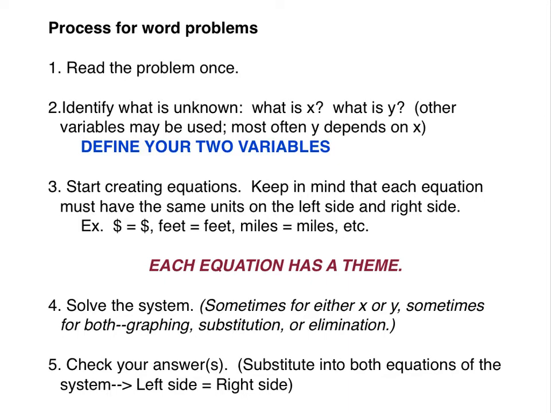You're going to want to read the problem at least once. In step 2, you're going to want to identify the unknowns. There are going to be two unknown values. One will be represented as x, one will be represented as y. You can use other variables. It doesn't have to be x and y. Keep in mind that often y depends on x, so that's why you might end up writing an equation as y equals mx plus b.